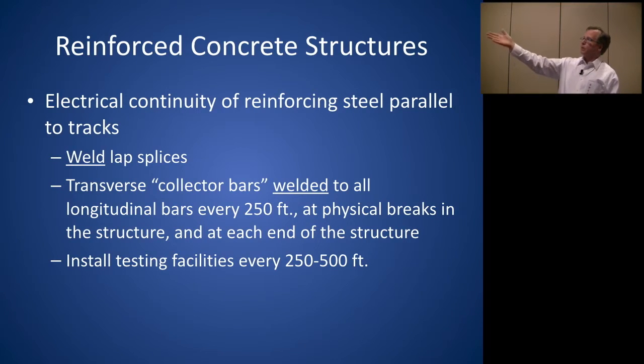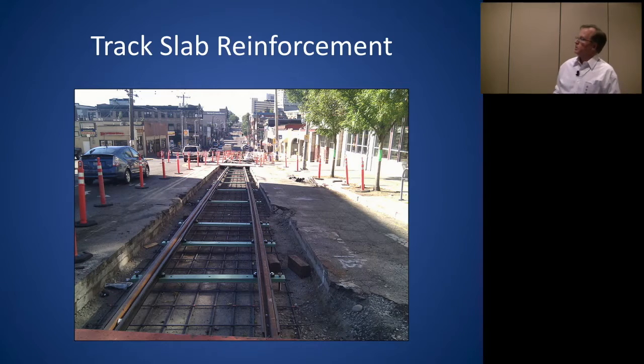Every once in a while, we put what we call a collector bar. We put a transverse one across the longitudinal ones to basically equalize the current flow on the longitudinal ones. And then we put test stations in every once in a while so we can test it and monitor it. This is kind of what it looks like.